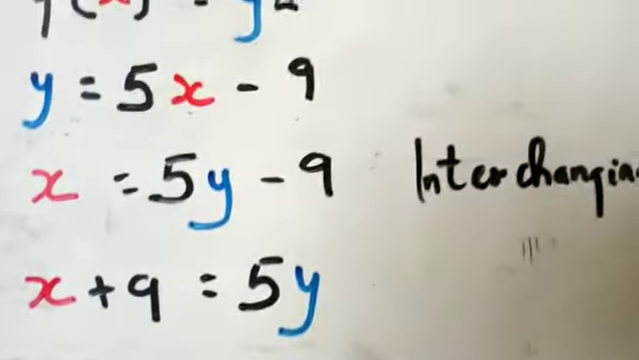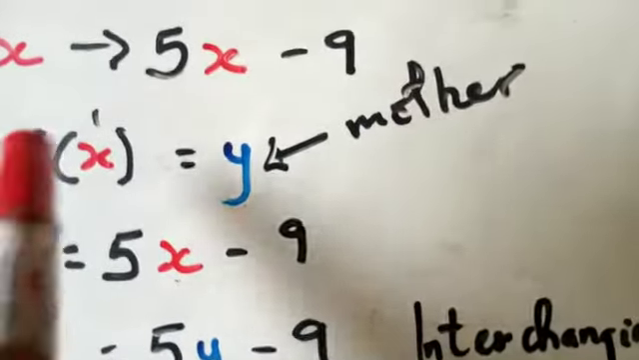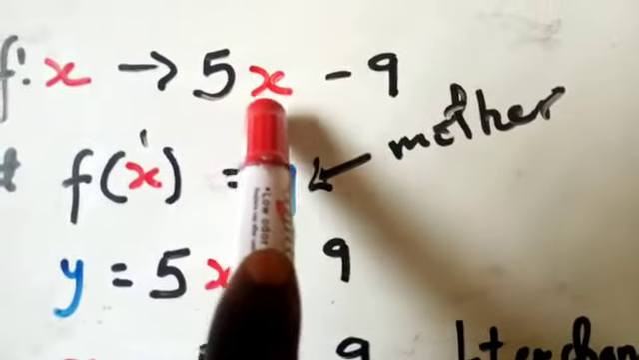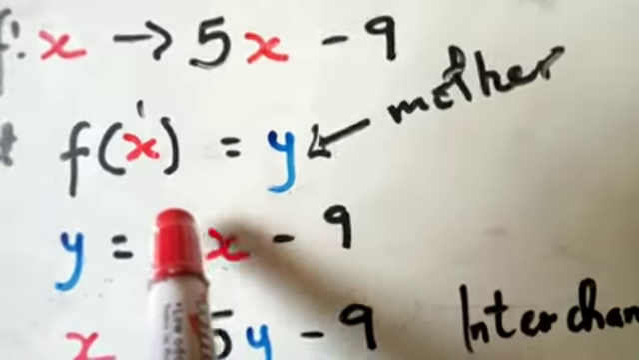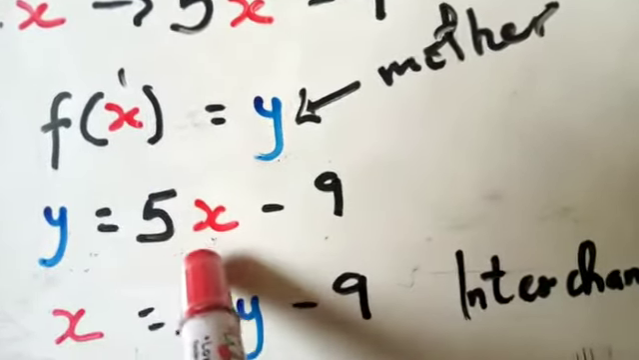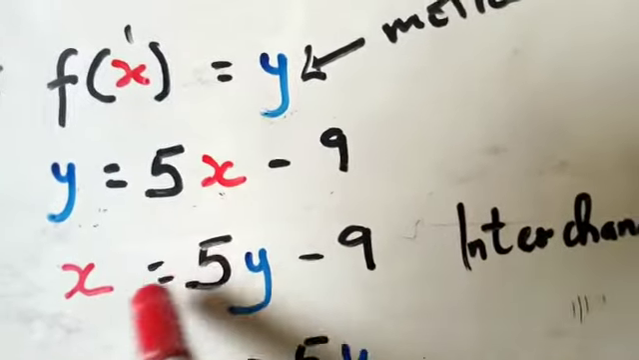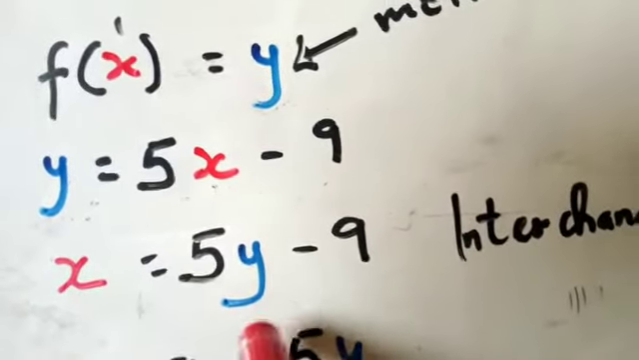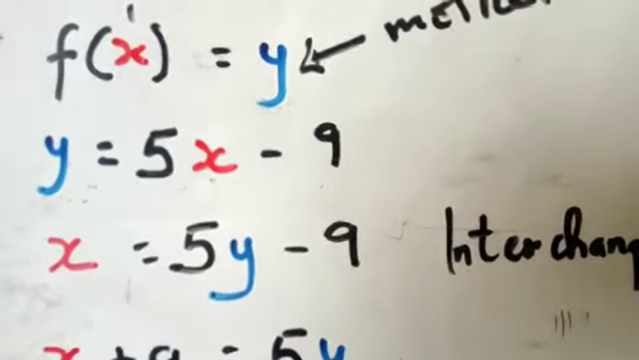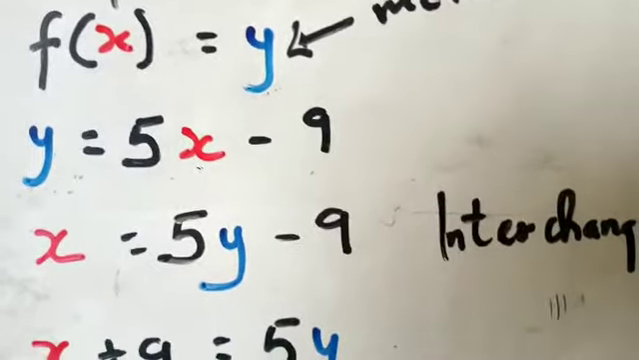At the beginning, you have to make sure that you have the original function. That is where we are plugging the child into the machine. Then you let y be equal to 5x minus 9. You have to interchange the variables because we want the mother to be the one that we will put inside the machine. Very, very simple. Then you proceed and solve for that.